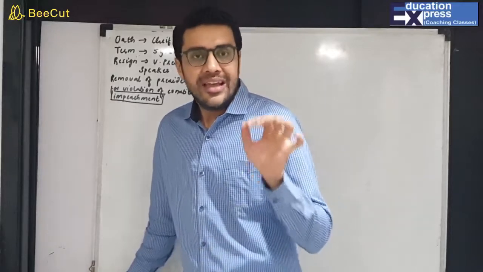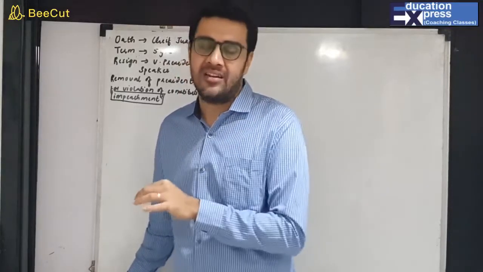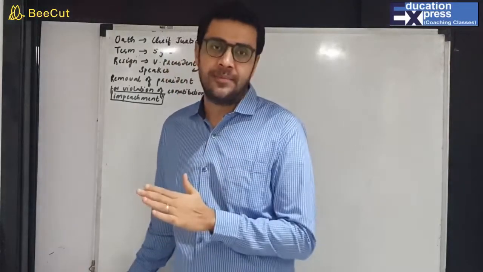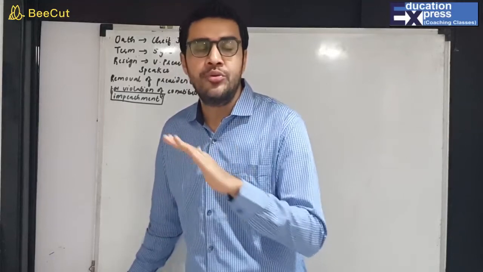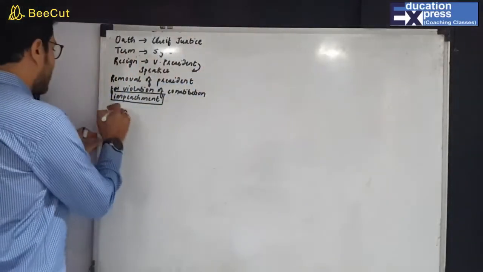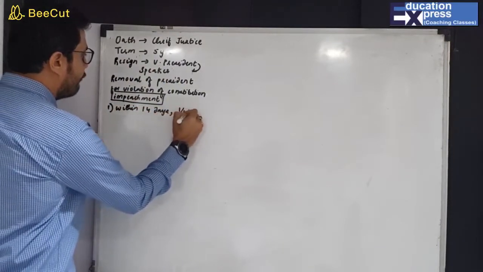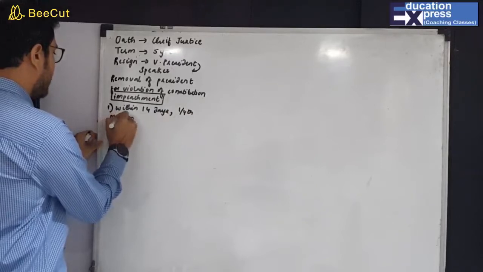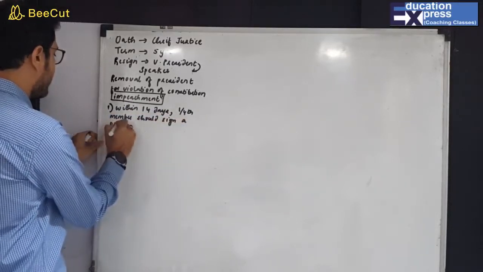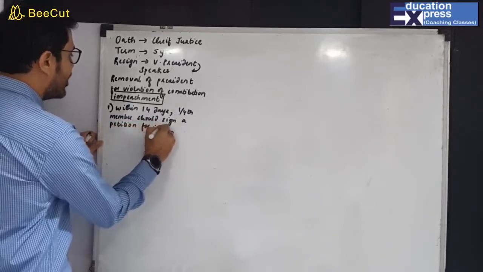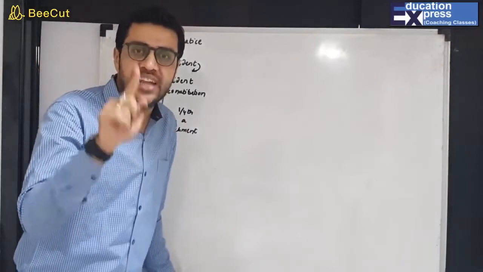First thing, within 14 days, at least 1/4 of the members should sign a petition that they want to impeach the president. Okay? So, first thing, within 14 days, 1/4 members should sign a petition for impeachment of president. Once this is done, then only impeachment procedure can proceed further.